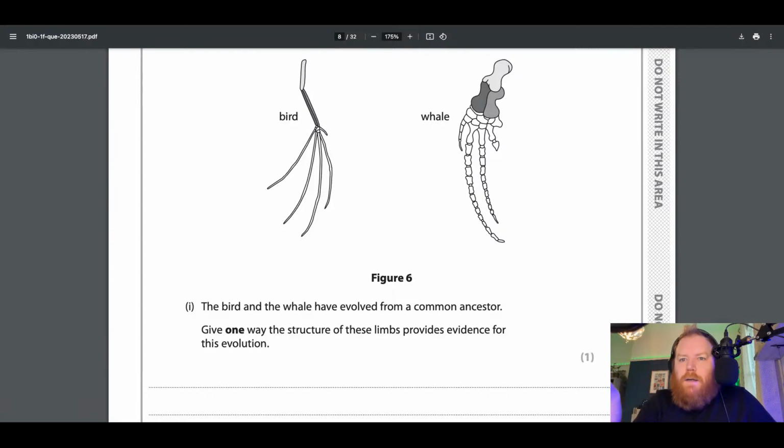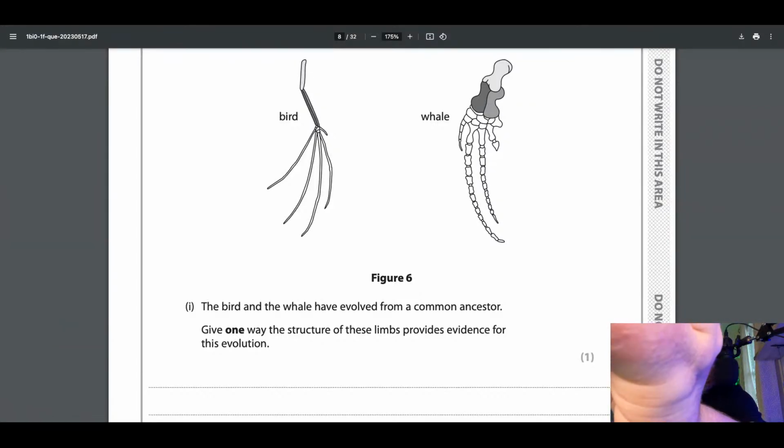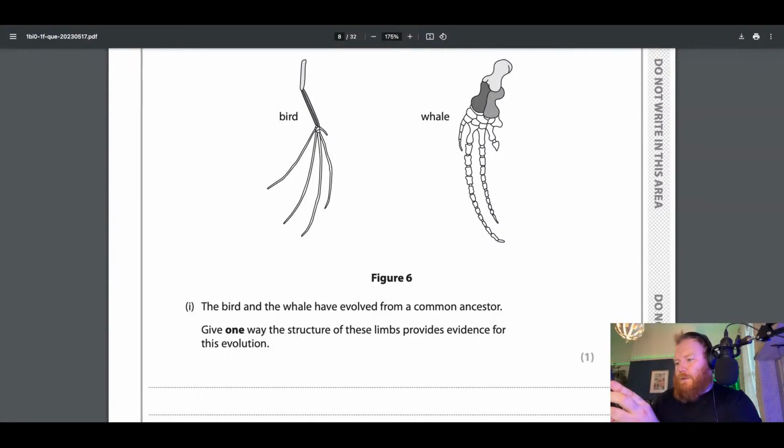Hold on, let me see if I can switch my camera around a minute for those of you. Oh, we can. Right, there we are. Let's flip the camera and you can then see what I'm showing you. So this is the bird and a whale fins as arms or wings, etc.